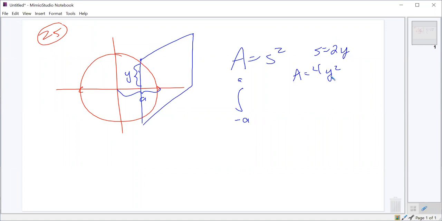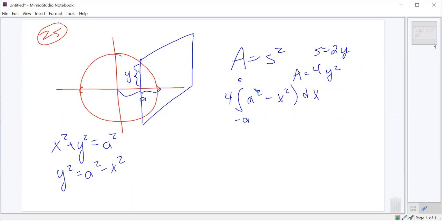Side is 2y, area is 4y squared, so we'll integrate from negative a to a, 4y squared, but it has to be done in terms of x, so we have to figure out what y is in terms of x. And so since this is a circle, and we've drawn it centered at the origin because that just makes things easy, it has a radius of a, so x squared plus y squared equals a squared, so y squared is a squared minus x squared. So we've got 4, and then y squared is a squared minus x squared dx. And this should be our setup.